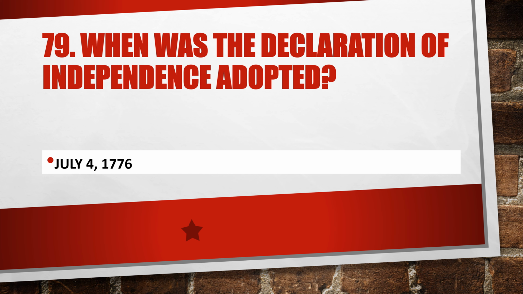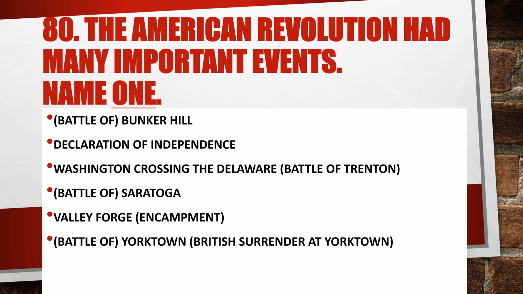When was the Declaration of Independence adopted? July 4th, 1776. The American Revolution had many important events. Name one. Declaration of Independence.